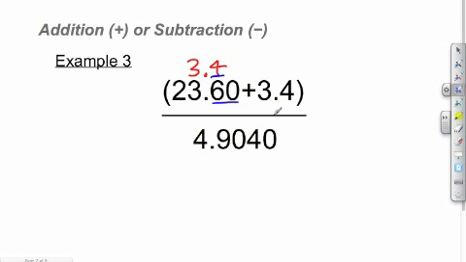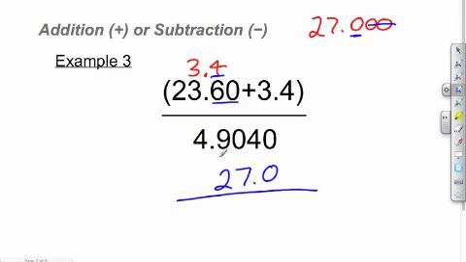So 23.60 plus 3.4, I get for an answer 27.000. So 1 place after the decimal would just simply be this 0 right here. These other zeros are not going to round that up, so I just mark them off. And so the answer of my numerator becomes 27.0. Let's not forget about our denominator, the 4.9040. That's the second part of this calculation.